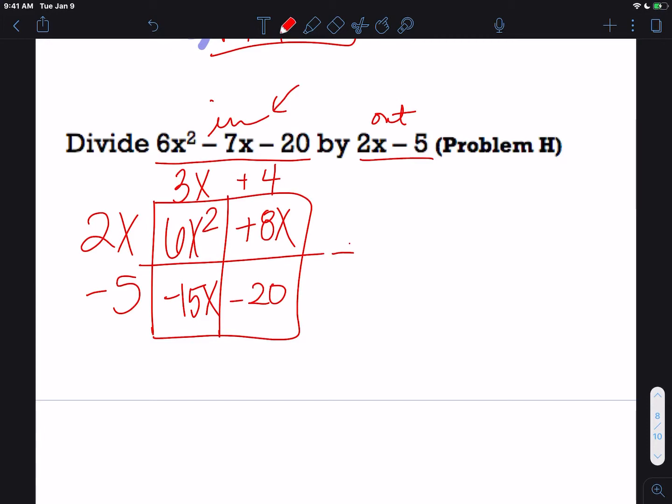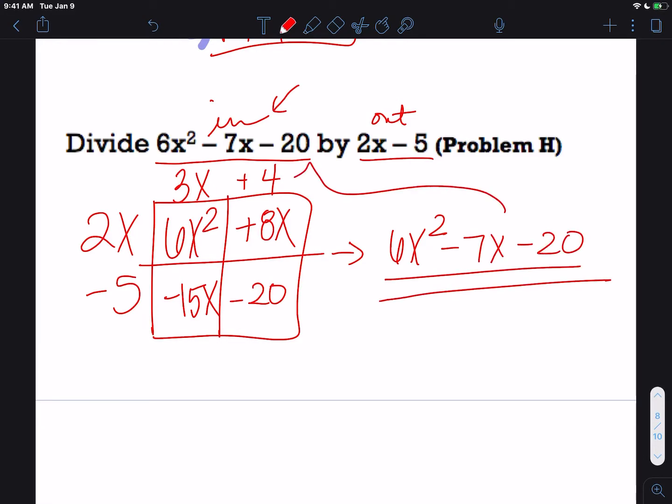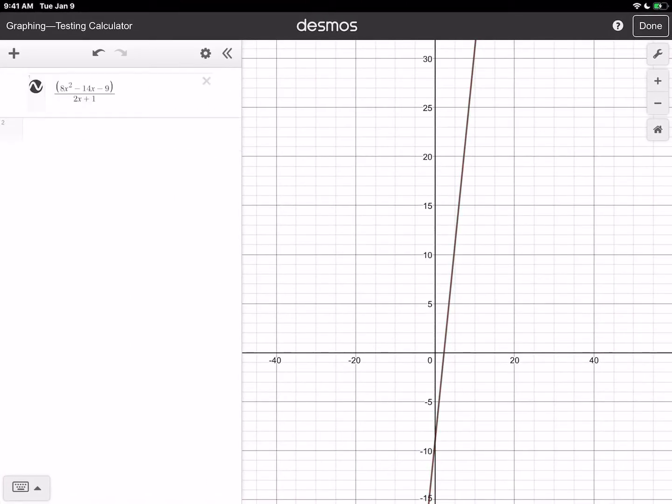Now I'm going to combine like terms. And I verified that it's the same. So that means that my solution should be this. Let's go ahead and plug those in to verify that it's exactly the same.